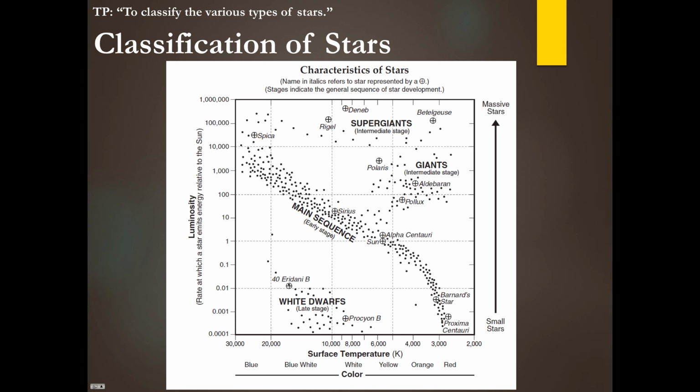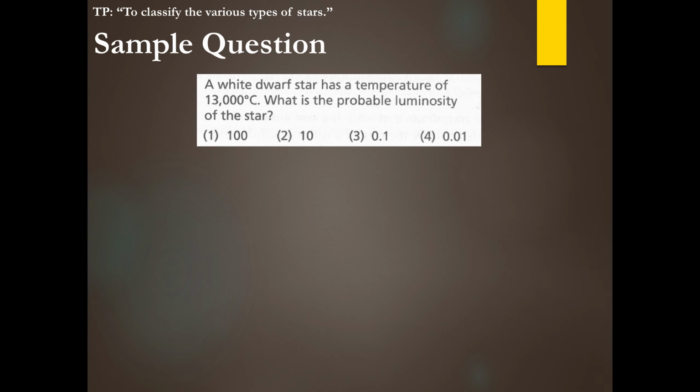There are a few stars plotted there for you. On the Regents, they can ask you for information about any of these stars or make comparisons and contrasts between these stars. Regents question: A white dwarf star has a temperature of 13,000 degrees Celsius. What is the probable luminosity of the star?